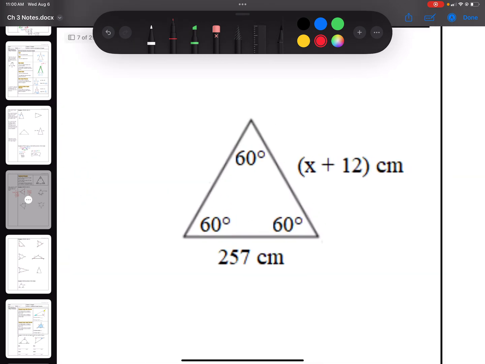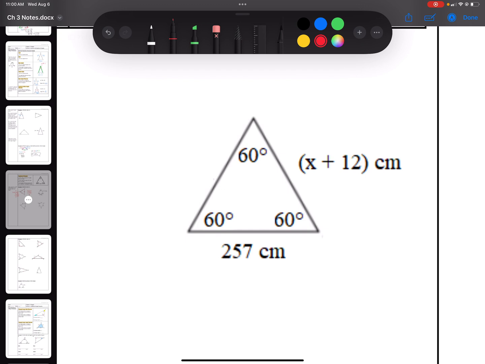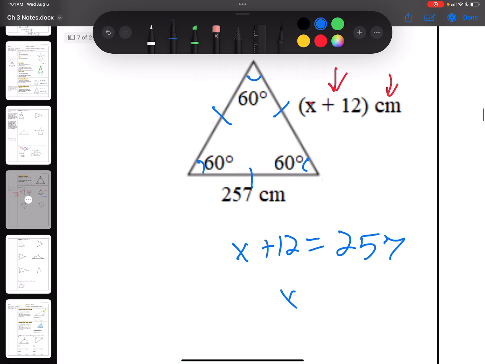Now, in the next diagram, the x is associated with a side. It's not an angle. How did I know that? There's no degree symbol here, and it says centimeters. Now, if I look at this triangle, every angle is 60, 60, 60. If all 3 angles are equal, then all 3 sides have to be equal as well. So the x plus 12 has to equal the 257. So now all I need to do is subtract 12 from both sides, and you get x equals 245.